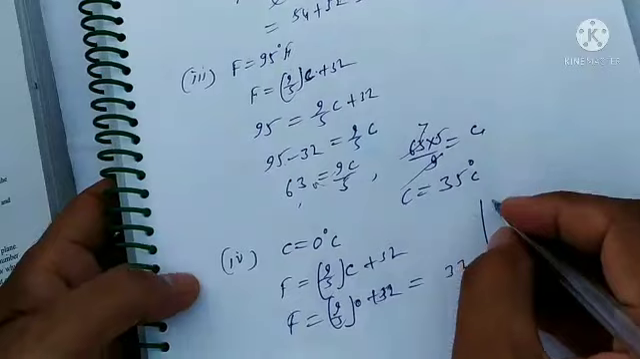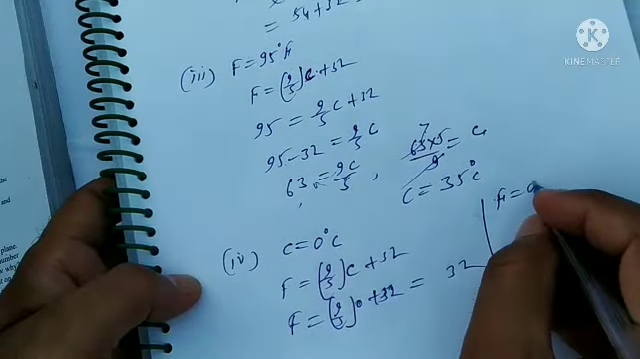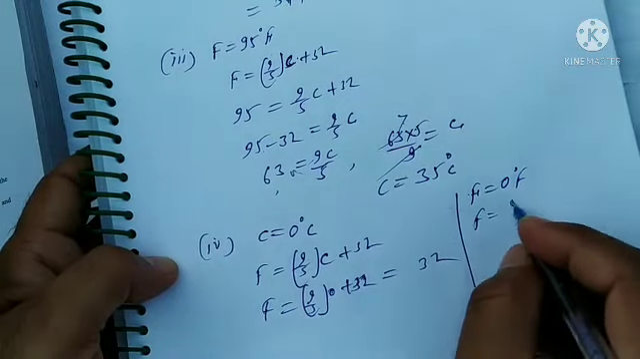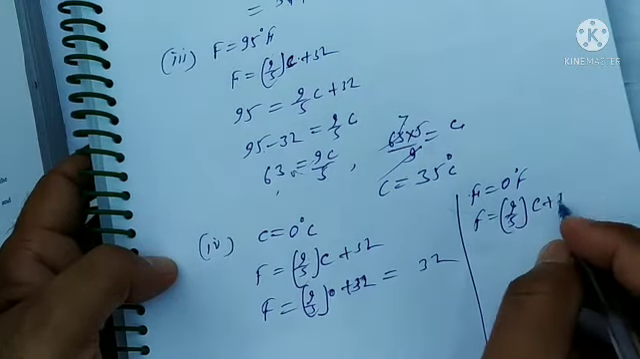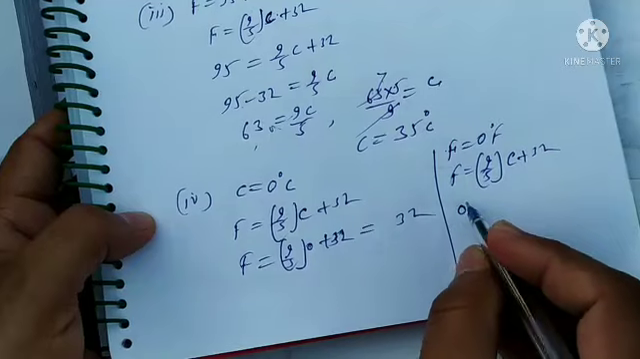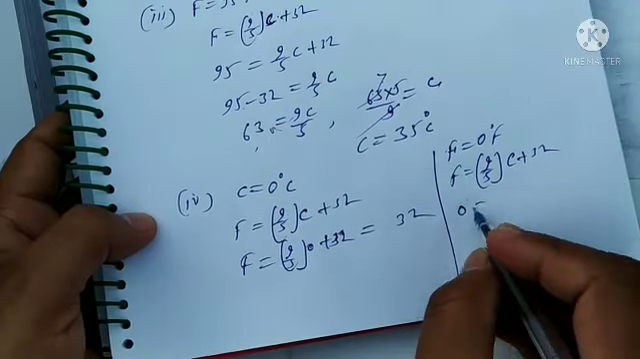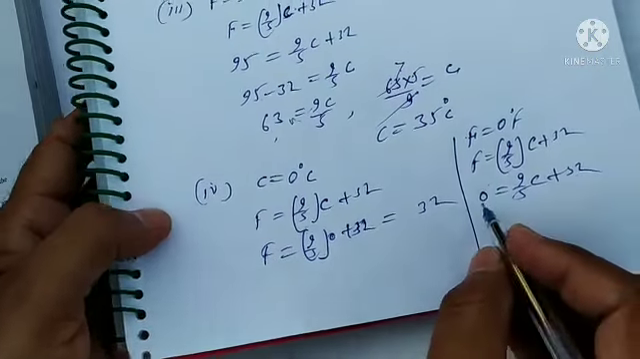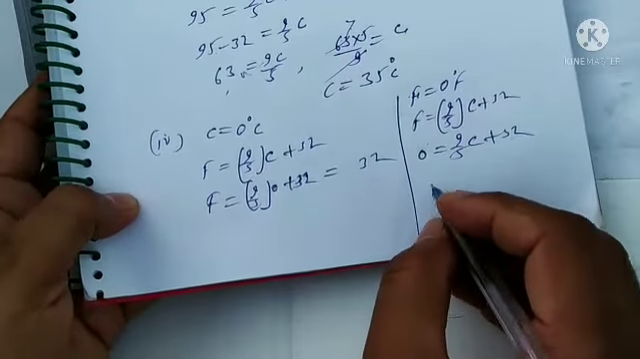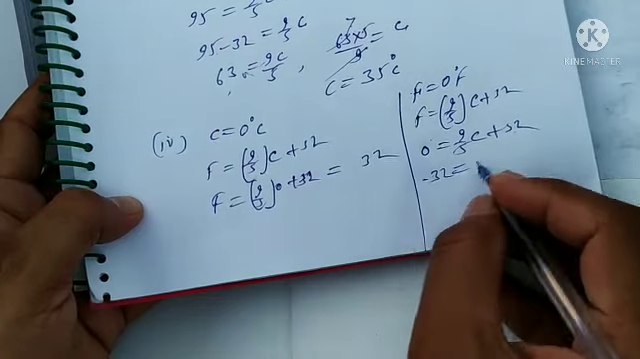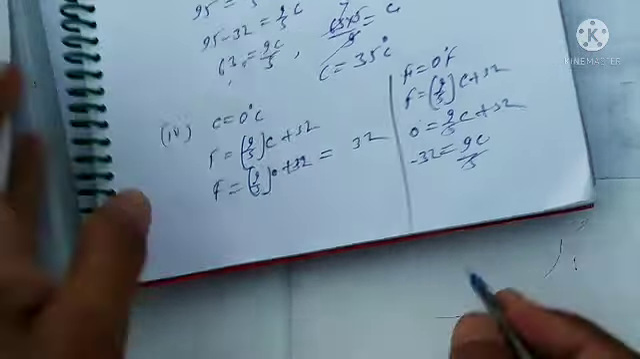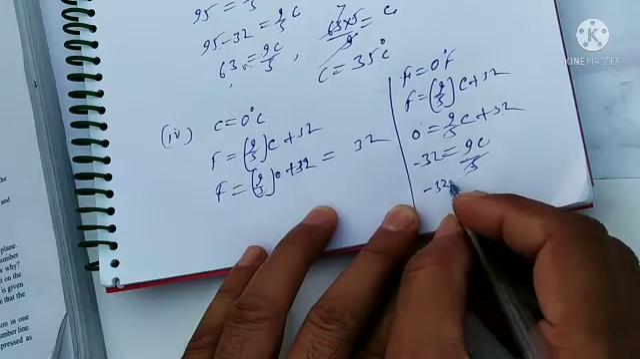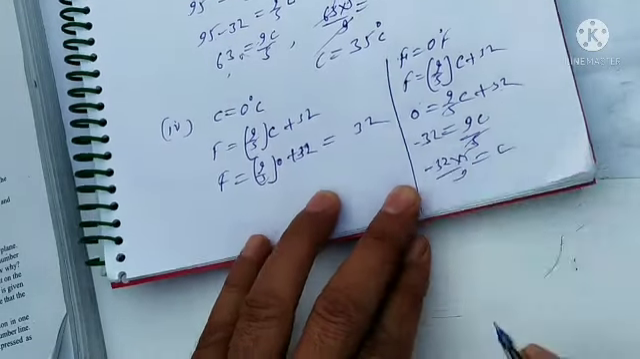And suppose F you take 0, then what happens? F is equal to 9 upon 5 C plus 32. In the place of F, write 0 degrees. Then 0 is equal to 9 upon 5 C plus 32. Taking 32 to this side, it becomes negative. Then minus 32 is equal to 9C upon 5. Now 5 will go up, so minus 32 multiplied by 5 upon 9 is equal to C.